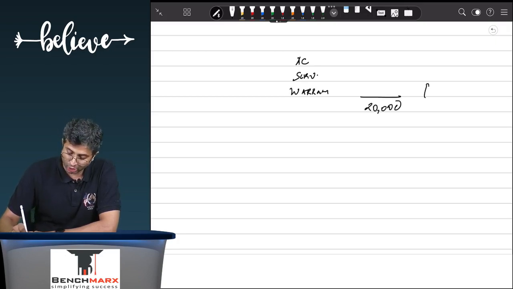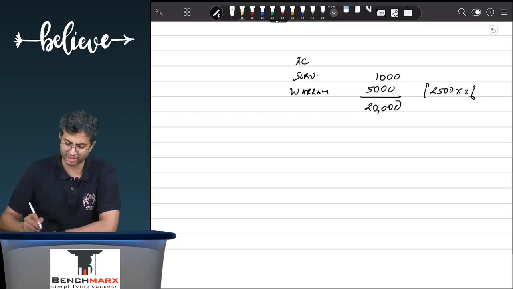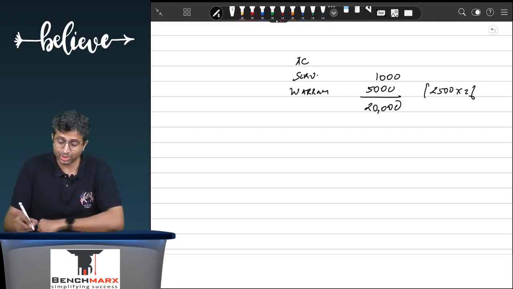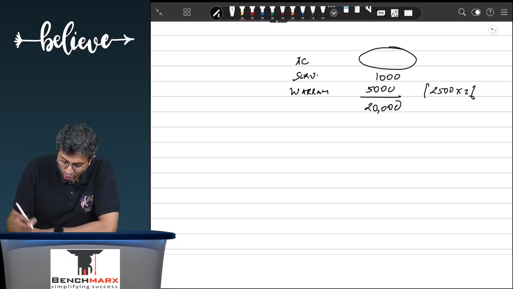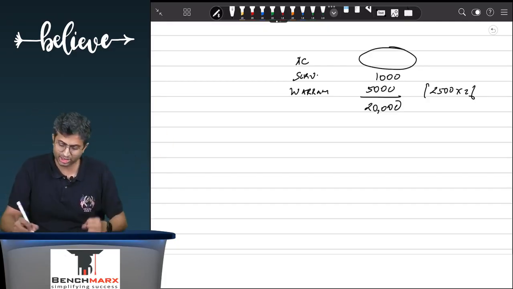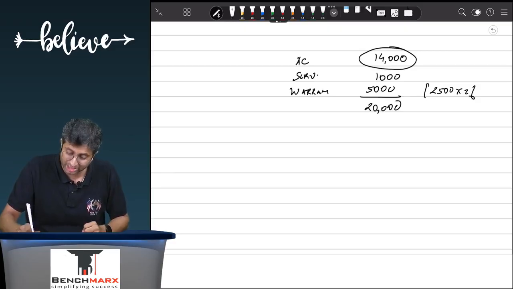On a standalone basis, you typically charge 5,000 for warranty. On a standalone basis, you charge 1,000 for the servicing. And as a result, let's say AC, Voltas does not sell standalone. In which case, we can take the balancing figure. We can say that if 20,000, let's say 5,000 is towards warranty, 1,000 is towards servicing, that means the remaining 14,000 must be towards AC.